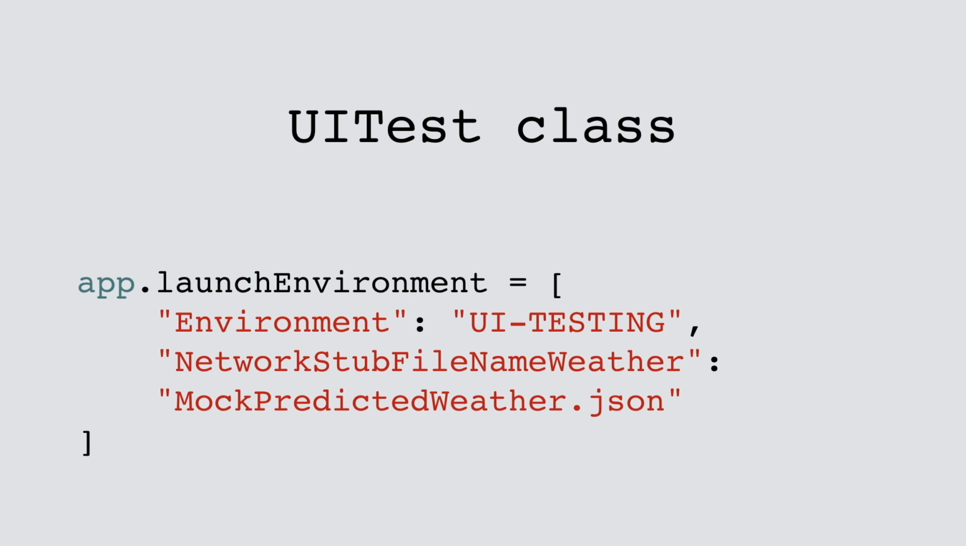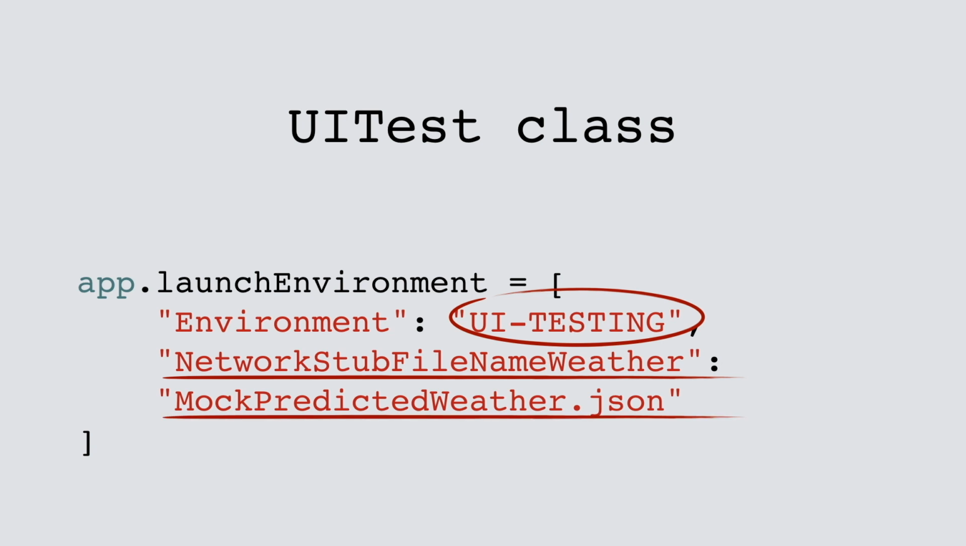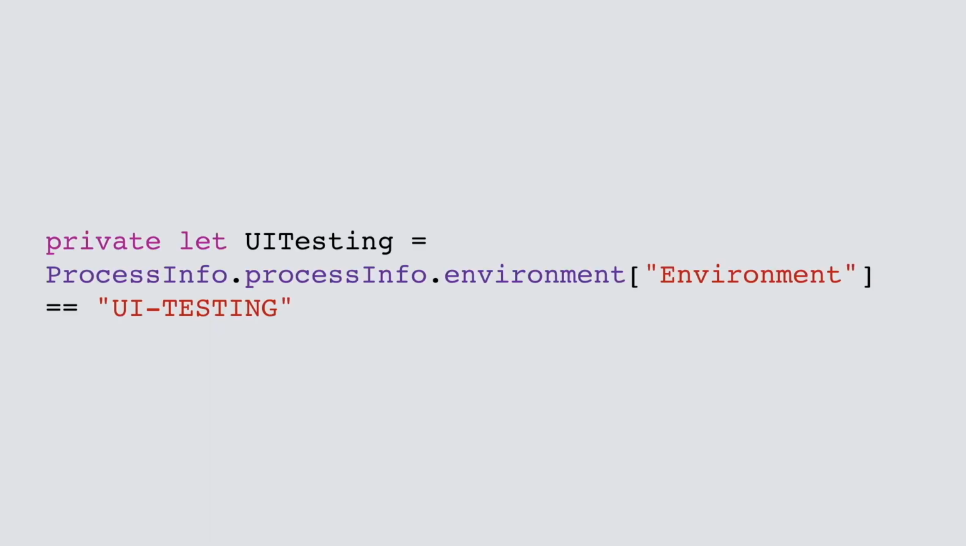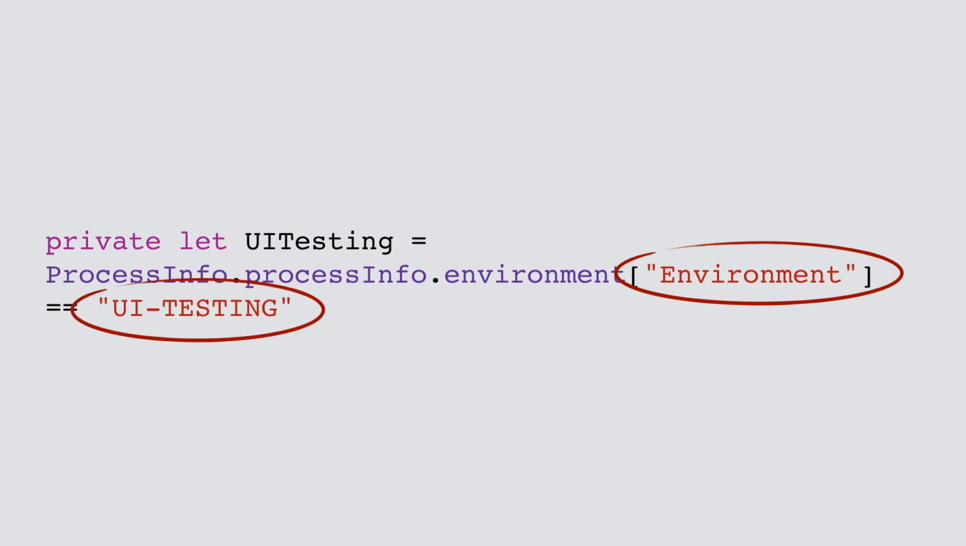So as I mentioned, we're going to use our UI test class and add launch environments. Here we tell our app that we're running in a UI test scenario by passing in this environment variable. Then we pass in the key of the JSON resource we want to use, and then the name of our JSON resource. This JSON resource doesn't have to live in your main app or main bundle. It can actually live in your UI test bundle. Then on the app side, we check if we are running UI tests by accessing this environment variable.